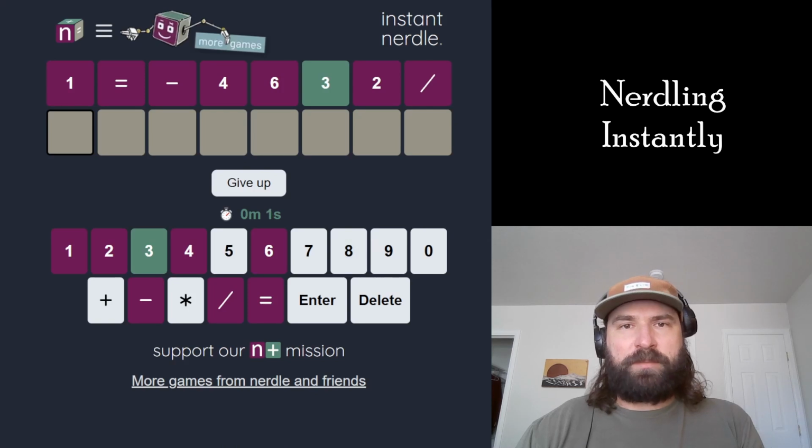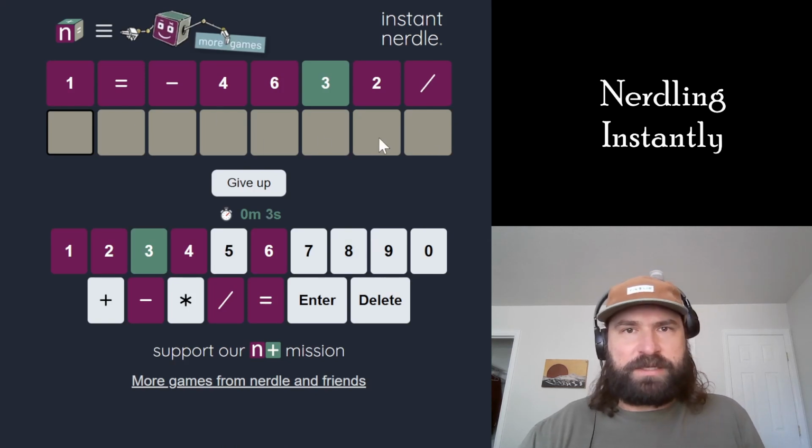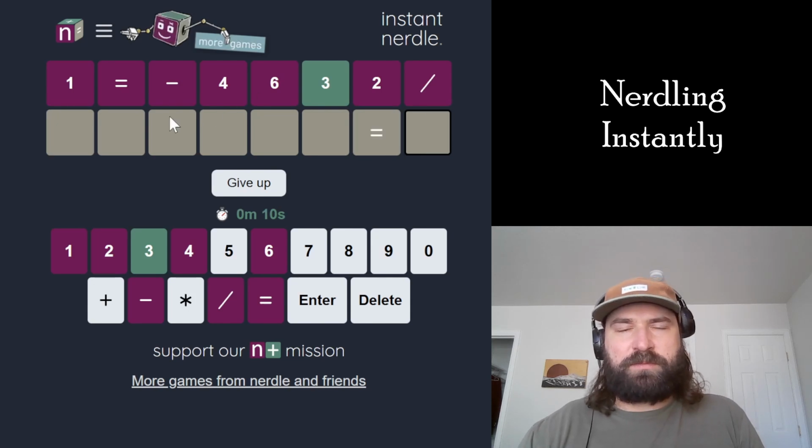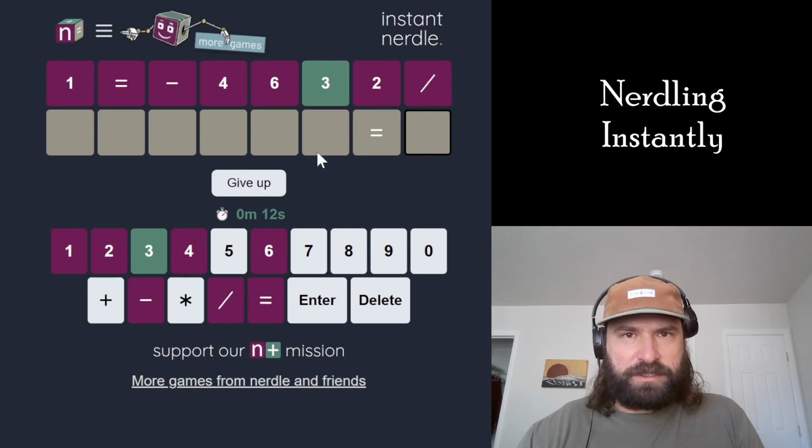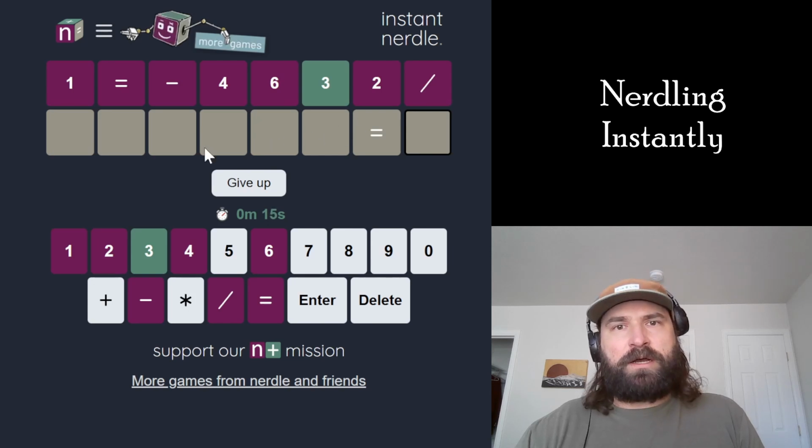Let's crush an instant nerdle. I'm going to take my time with this one, try to explain my thought process. So we've got subtraction and division. That almost always means it equals a single-digit number. And usually when you have division, it's going to be a double-digit divided by a single digit. It's easier to make it work that way.